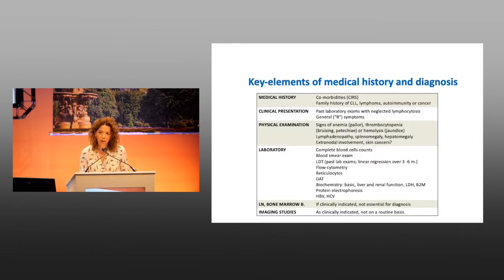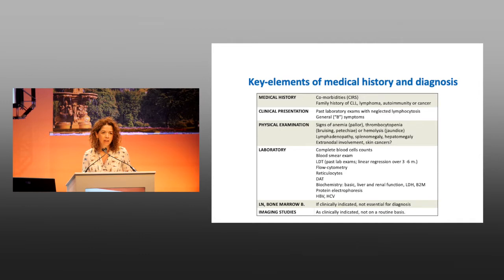Let's have a look now at the key elements in the medical history of a patient with CLL. It's very important to assess comorbidities, and obviously to have a family history of CLL, other lymphoproliferative disorders, autoimmune disorders, and also neoplasias, different cancers. It's also relevant to have past clinical laboratory exams in which we may appreciate the presence of lymphocytosis some years ago.